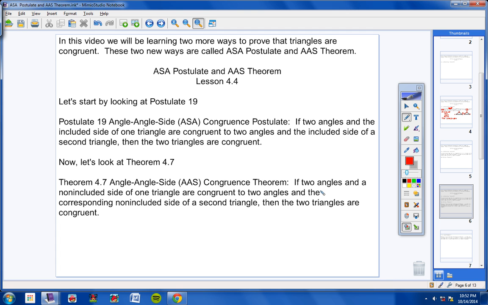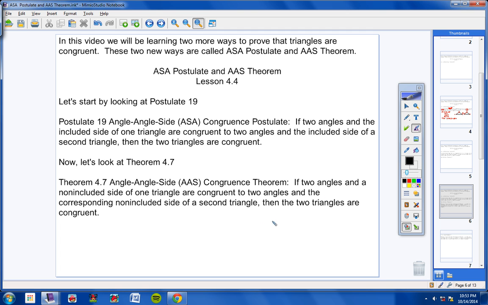And it reads, if two angles and a non-included side of one triangle are congruent to two angles and the corresponding non-included side of a second triangle, then the two triangles are congruent. Okay? So I'll give you a second to copy this down. Then I'm going to show you what this means. If two angles and a non-included side of one triangle are congruent to two angles and the corresponding non-included side of a second triangle, then the two triangles are congruent. And this is Theorem 4.7, the angle, angle, side congruence theorem.